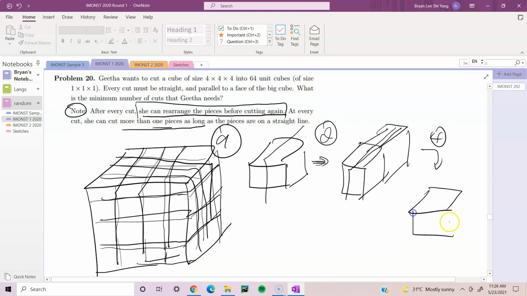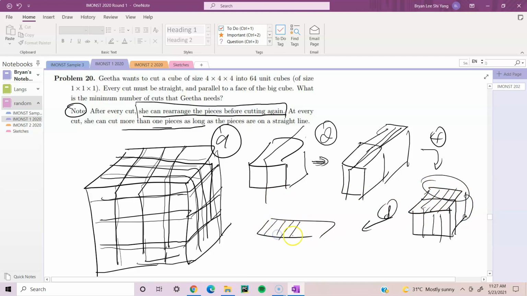Now if we rearrange this back into a cube, we will have something like this. So what we want now is to cut over here. Then we will have 8 pieces. So you see, it just doubles every time. So now we rearrange. We bring this part over here, so we'll have 8 of these. Then for this one, just cut over here, and this will give us 16 pieces.